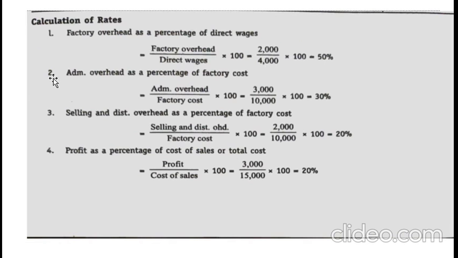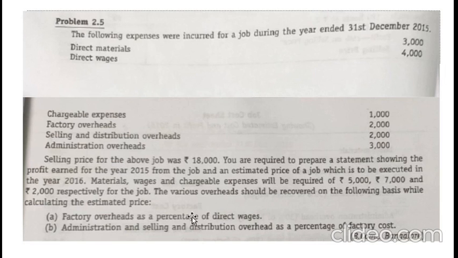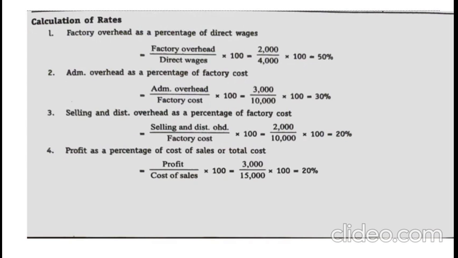Next we have the second point. The question states administration and selling and distribution overhead as a percentage of factory cost. So they are telling here your administration and selling will be distributed from the factory cost. So find out what is the percentage from the previous year and charge it for the next year. So let us find out the percentage through the working note.